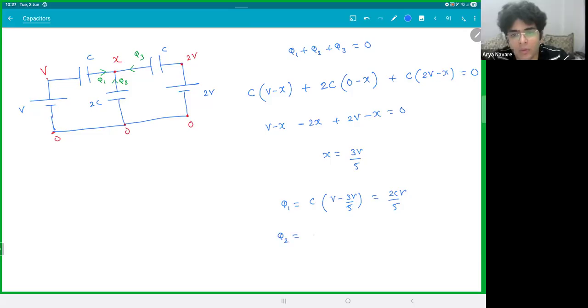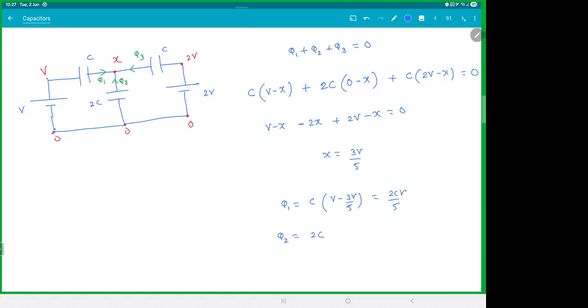Q2. So 3V by 4, yeah, 3V by 4. So this will be CV by 4. I got positive sign, my direction is right. 2C into minus X, 3V by 4. This is minus 3CV by 2. Yeah, my direction is wrong. Q2 is wrong. Q2 is actually going down.